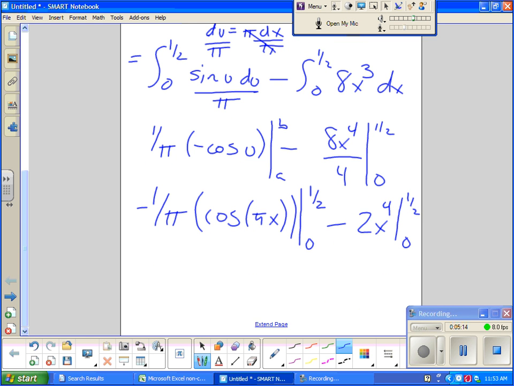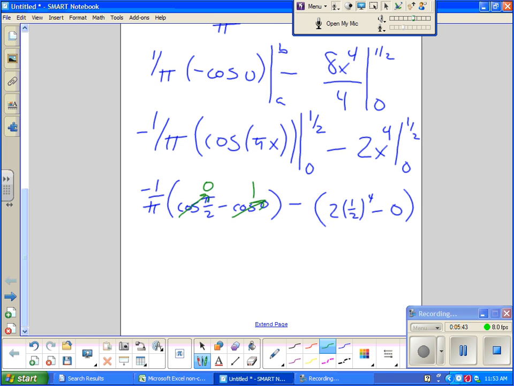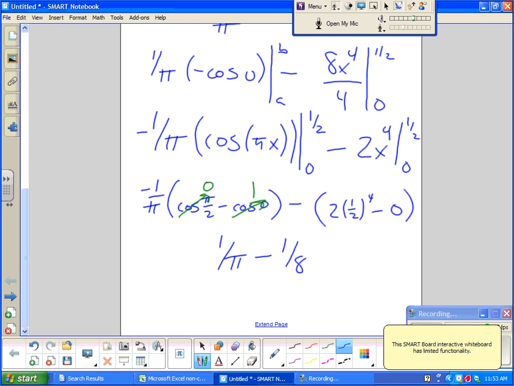So here we go. I get negative 1 over pi times cosine of pi over 2 minus cosine of 0. Minus, over here I get 2 times one-half to the fourth minus 0. Cosine of 90 is 0, and cosine of 0 is 1 from my unit circle. So I get negative 1 times negative 1 over pi. So I get 1 over pi minus 2 times 1/16, which is 1/8. The answer is 1 over pi minus 1/8.